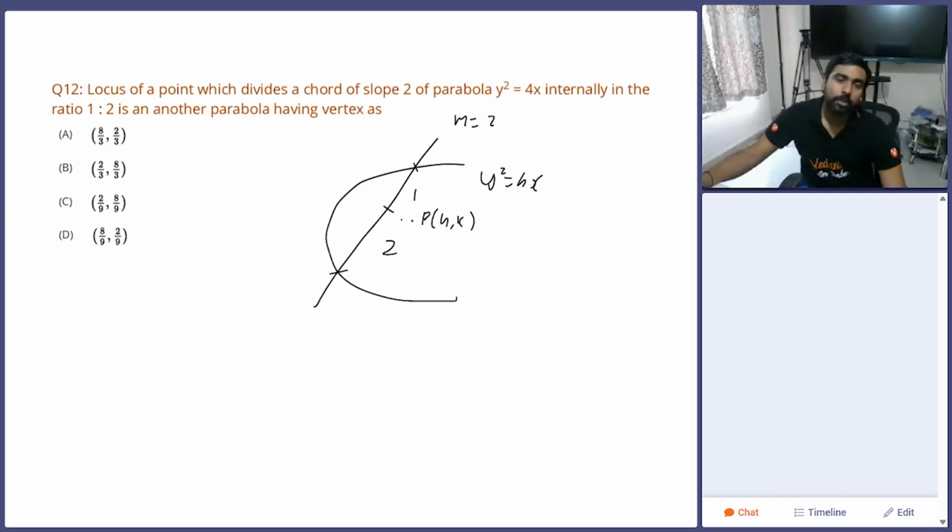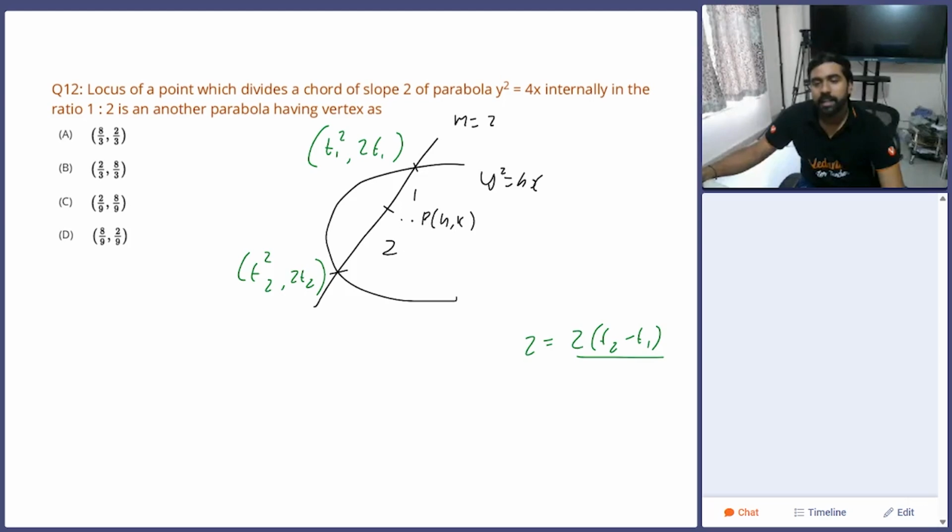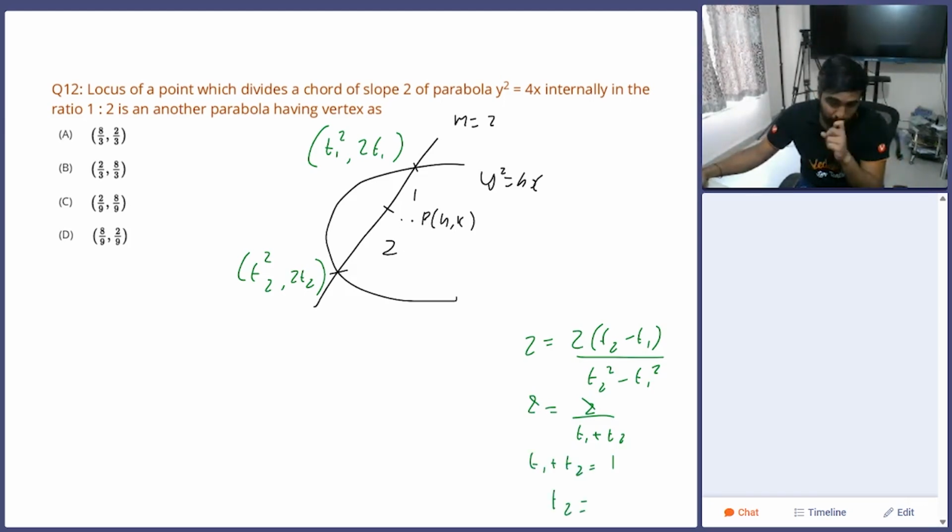So can I say that assuming the point over here, at square, a is equal to 1. So I'll take this as T1. T1 square comma 2 a T1, 2 T1. Come over here, I will take T2 square comma 2 T2. Can I say over here, first of all, slope will be equal to y2 minus y1, 2 times T2 minus T1, divided by T2 square minus T1 square. What is this? This is equal to 2 divided by T1 plus T2. So I get the fact that T1 plus T2 jo hai, that is equal to 1, which means your T2 will be equal to 1 minus T1.